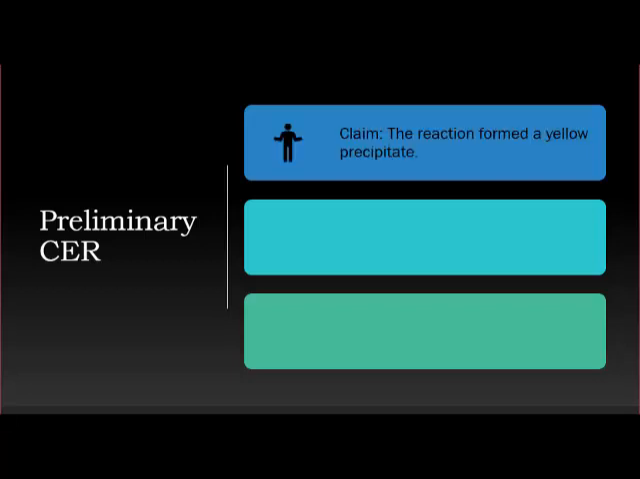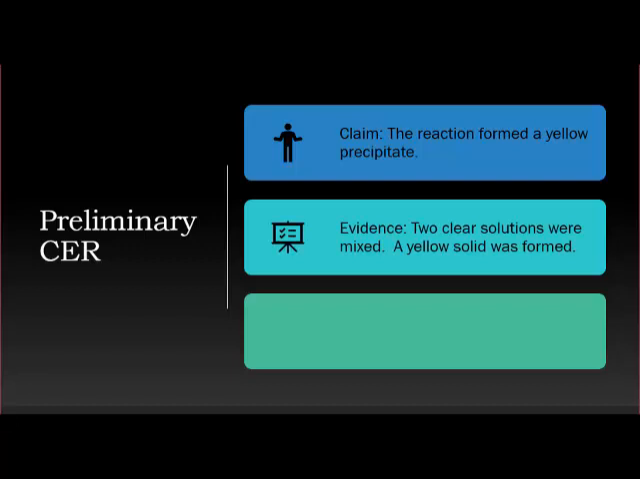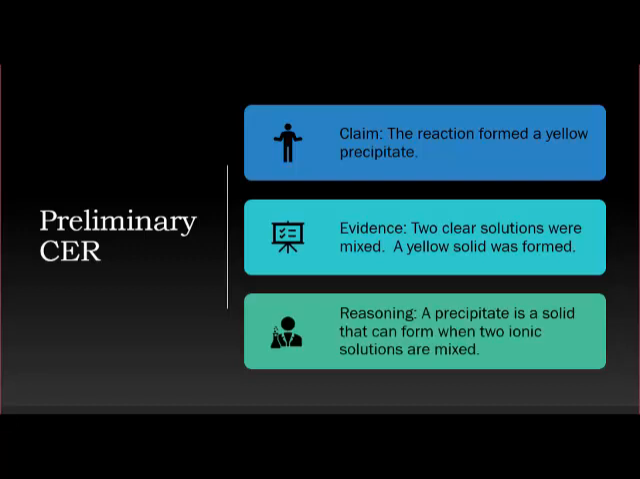The claim is that the reaction formed a yellow precipitate. The evidence would be that two clear solutions were mixed and a yellow solid was formed. Your reasoning might have been that a precipitate is a solid that can form when two ionic solutions are mixed. So hopefully you can see here a little example of the progression from claim to evidence to reasoning.